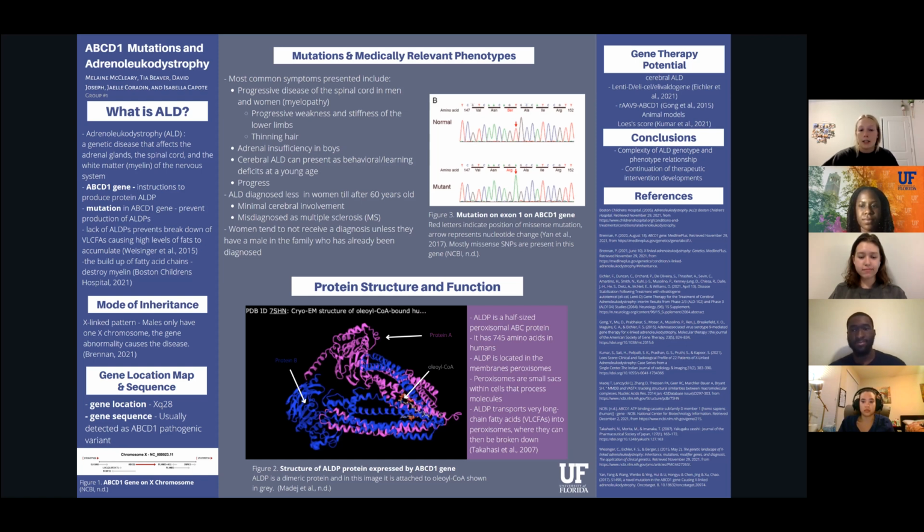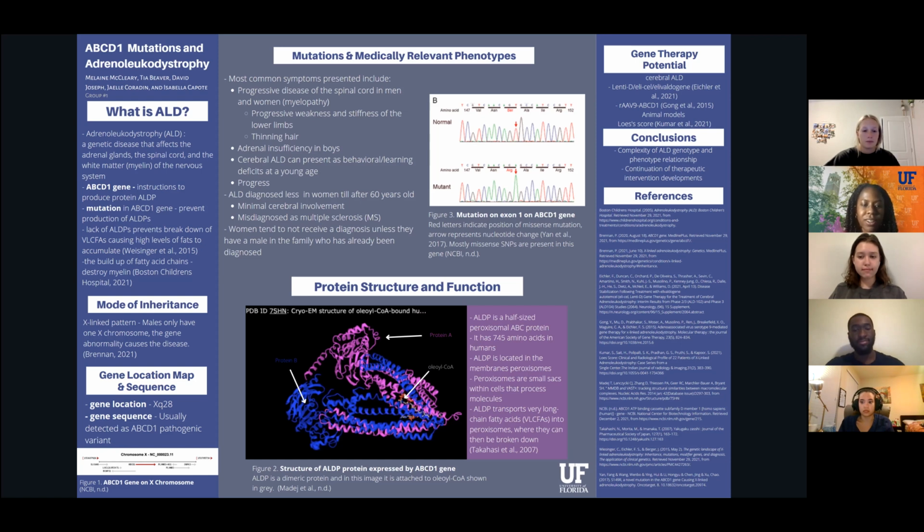For inheritance, this is inherited in an X-linked pattern. And with this, females have two X chromosomes versus males who only have one X chromosome. So with the females, they have an X chromosome to offset the mutation, but since the males only have one, the gene will abnormally cause the disease.